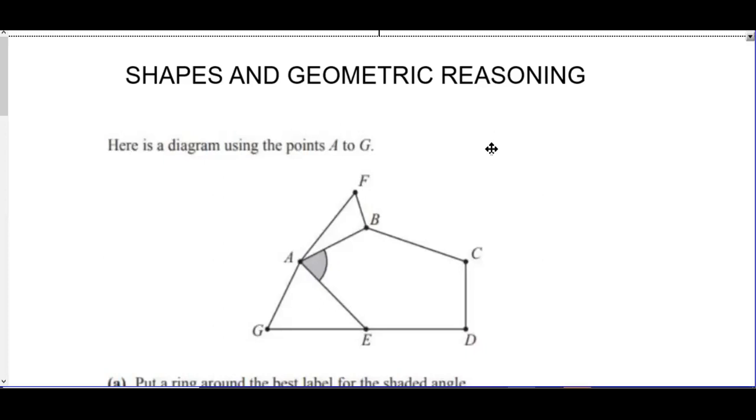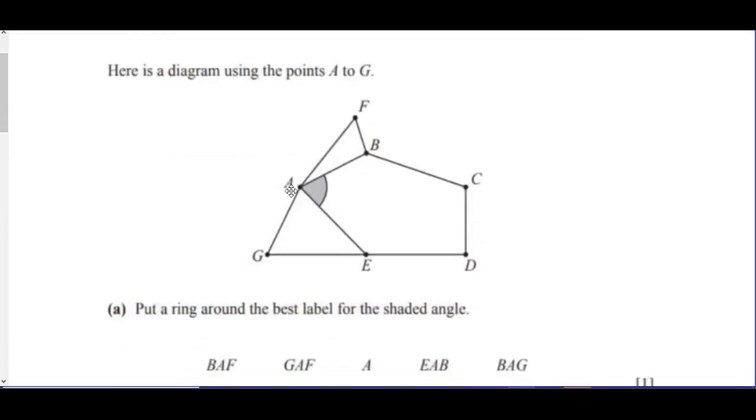Today, I'll be taking you through revision paper number 1, which is all about shapes and geometric reasoning. So question number 1, here is a diagram using the points A to G. You are given the diagram with points A, B, C, D, E, F, G.